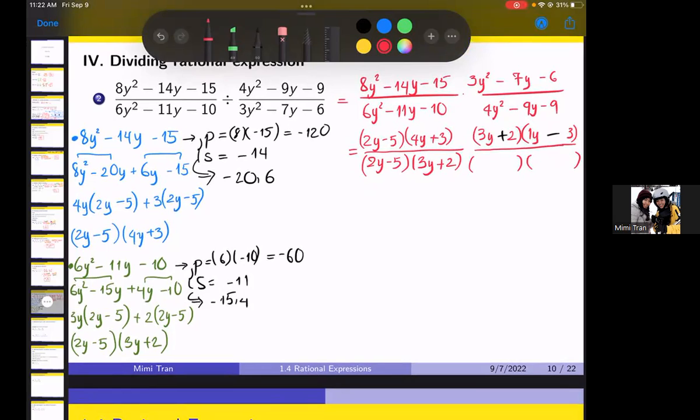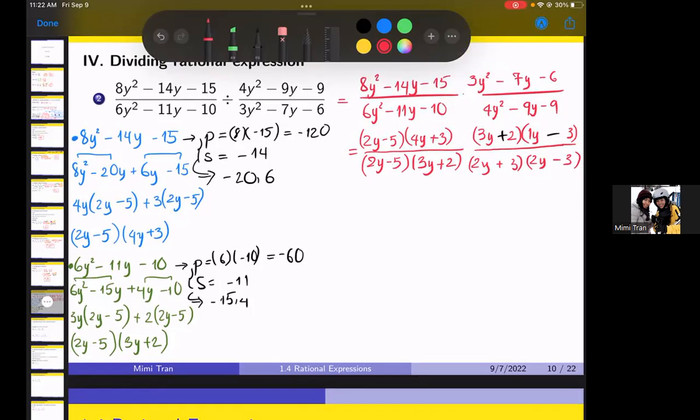4y squared, so either 1, 4 or 2, 2. Let's pick 2, 2 first and see what happened. So 2y and then 2y, so that's 4y squared. And then negative 9 is either 3, 3 or 1, 9. So let's do 3, 3 first and see what happened. It's going to be plus and minus because you have a negative here, right? So it doesn't matter where you put them, really, they come out the same.